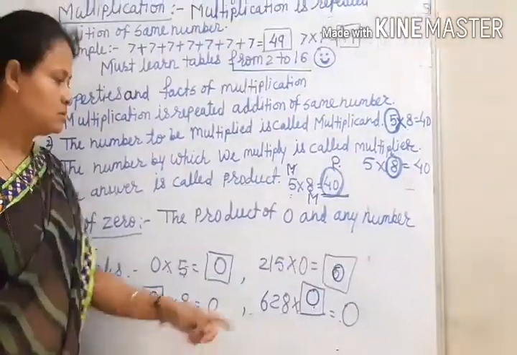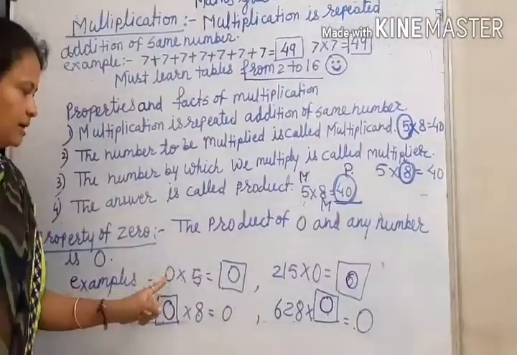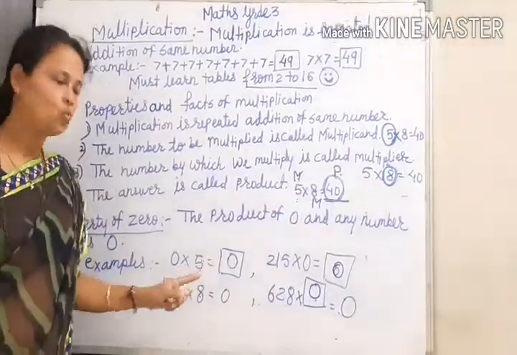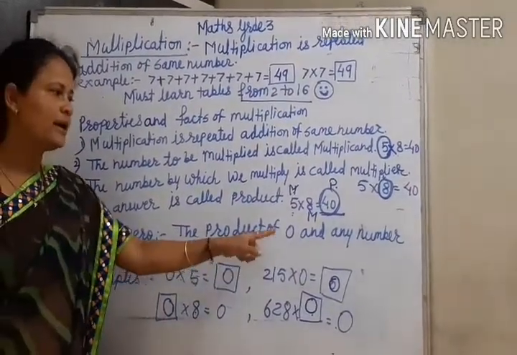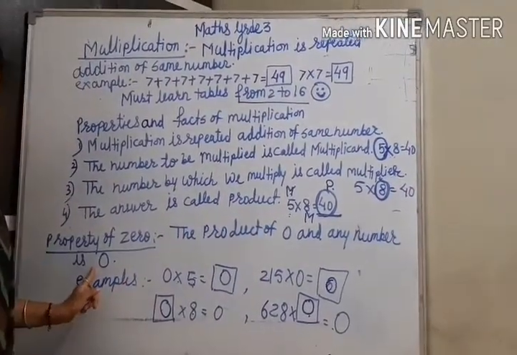Okay students? So in this way, by learning these examples, we understand the property of 0: the product of 0 and any number is always 0.